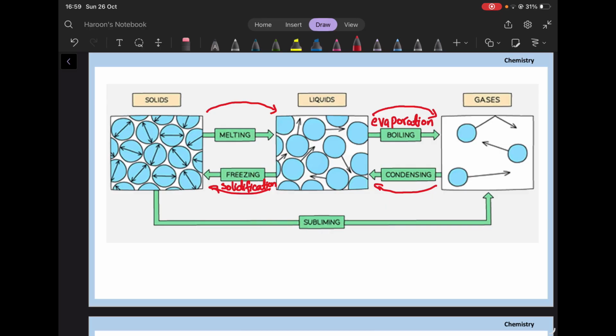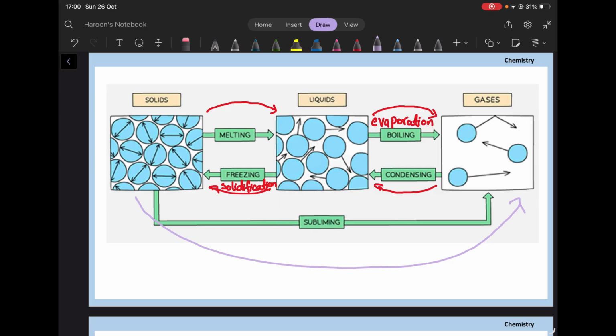Solidification would also be the same as freezing. So these are some of the conversions which are examinable for you. There is another conversion, although that is quite rare, when solid directly converts into a gas. This is no longer examinable for you, but just as a concept or general knowledge, you should know that some of the particles do get converted from solid to a gaseous state.